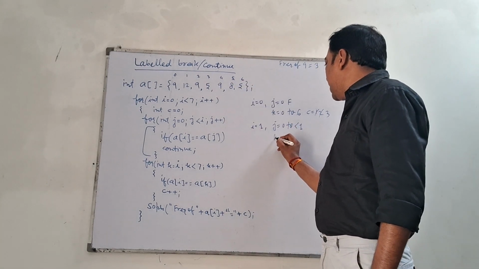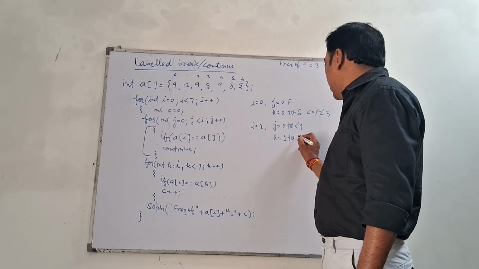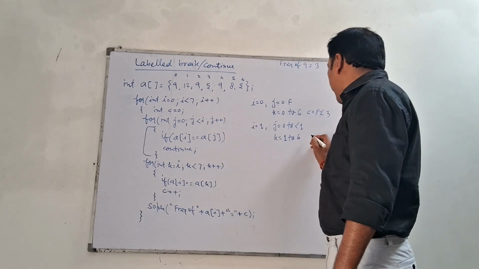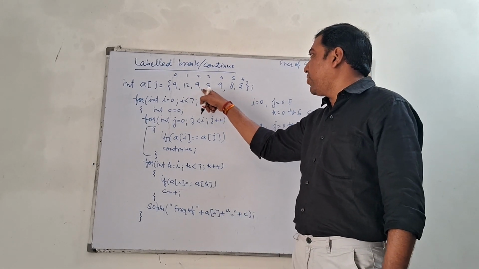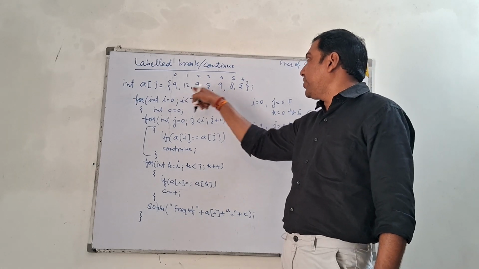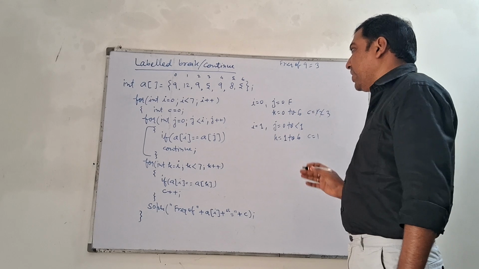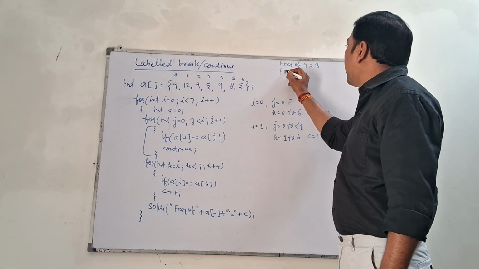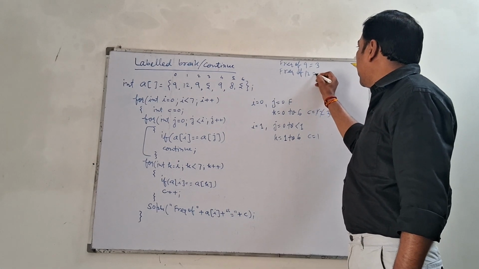So k will start from 1 and it will go up to 6. Now 12 will match with 12, counter is 1. Now 12 with 9, not matching. 12 with 5, not matching. 12 with 9, not matching. 12 with 8, not matching. 12 with 5, so it's not matching anywhere. So finally, the second output will come: frequency of 12 is equal to 1 time.